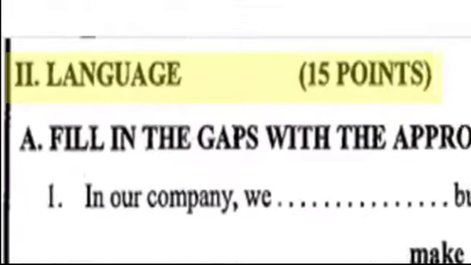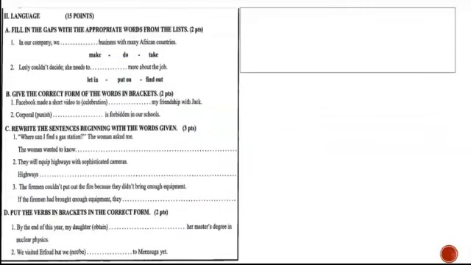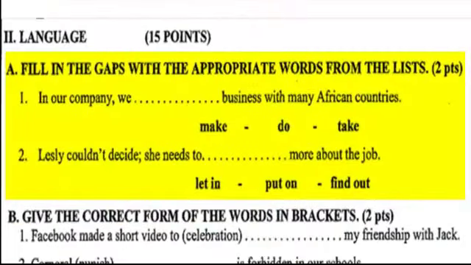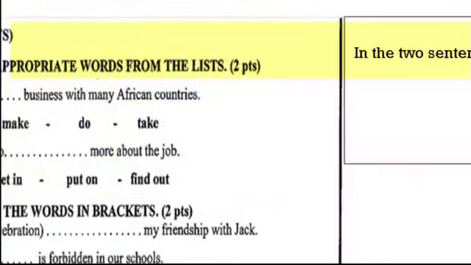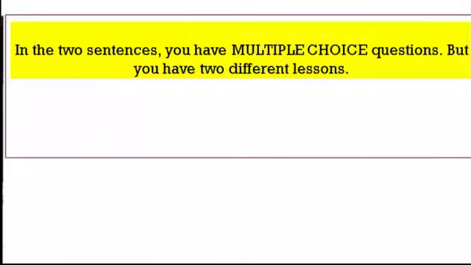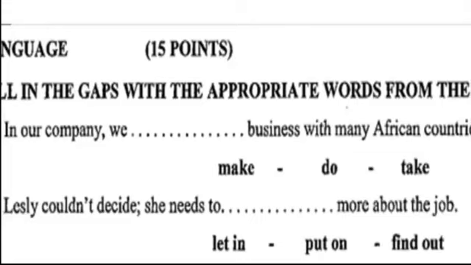In the language section, as you can see here, we have 15 points next to it. Concerning language, we have question A. We have here two sentences, and in these two sentences we have what we call multiple choice questions, because you have two different lessons. As you can see, we have sentence number one with three choices, and sentence number two with three choices, which means in the language section, if you have two sentences, it means that you have two lessons, and if you have three sentences, you have three lessons.